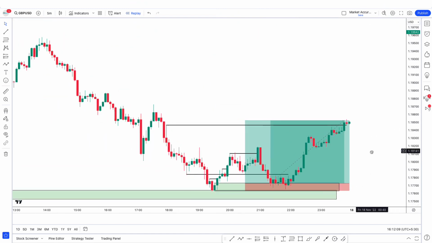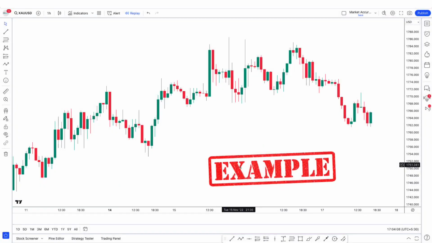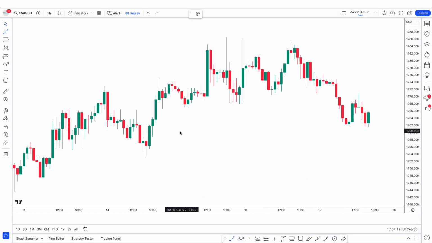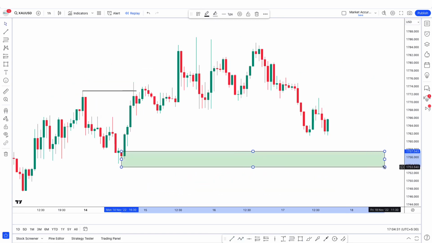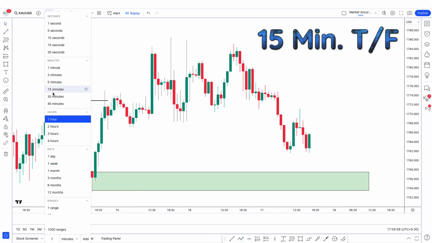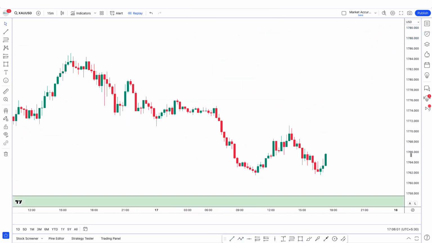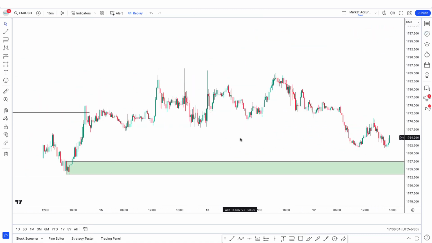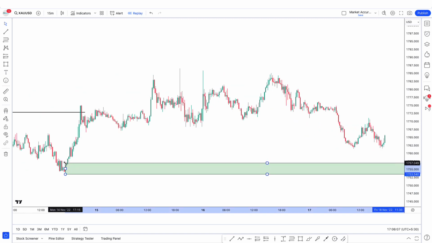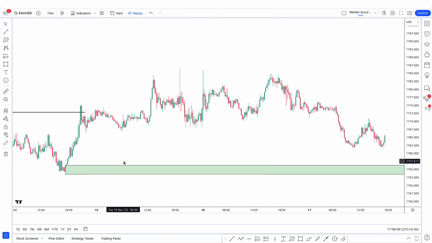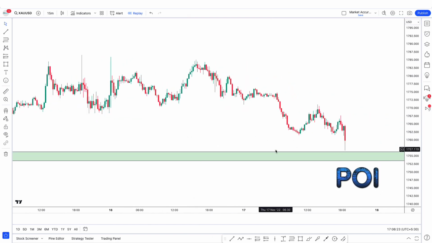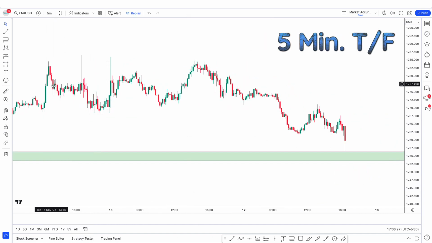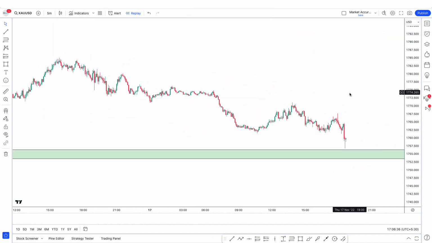Alright guys. Here is example number 2, and that is on gold. We had a break of structure here, and we have this very clean order block, you could say, around here. Let's go to the 15 minutes time frame and let's refine it. My refinement would be like this, as you can see. Let me turn this on. There you go. Now, we wait for price to come back into our POI. Let's go to the 5 minutes time frame. Let's see what price does.